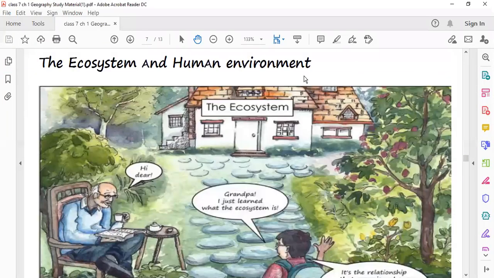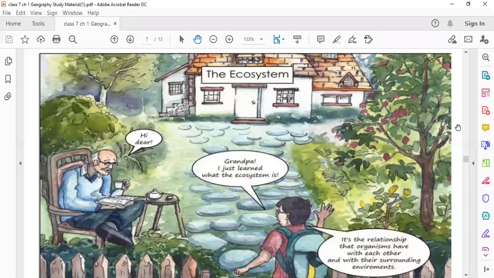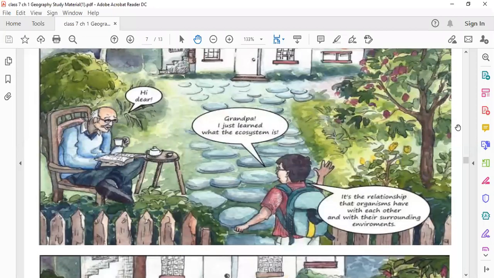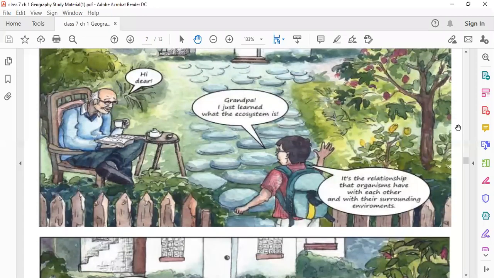Now let's see about the ecosystem and the human environment. See, the boy has reached his home. He's having a conversation with his grandfather. His grandfather greets him, "Hi dear." "Grandpa, I just learned what the word ecosystem is."